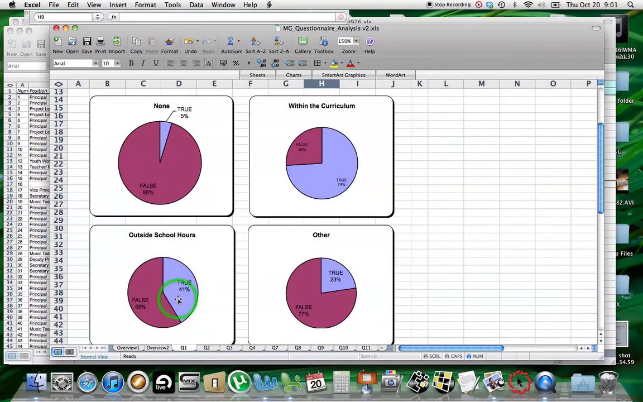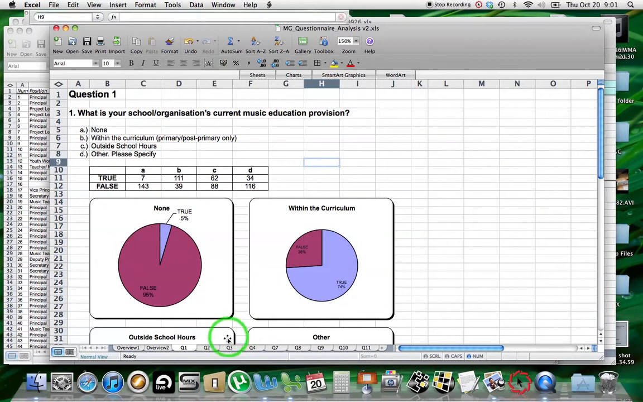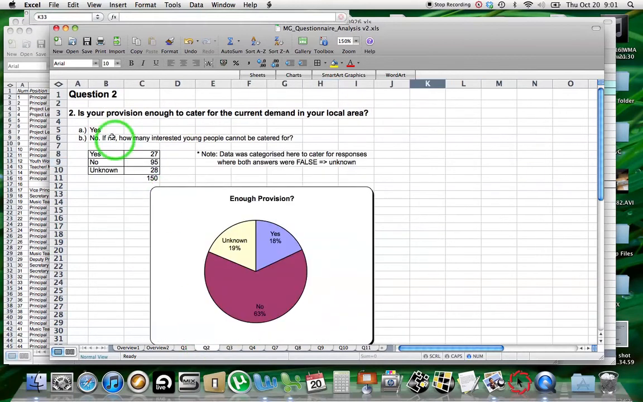Interestingly, we've got a big chunk of places that do music education outside of hours, so there would be an appetite for that. Perhaps there's a suggestion there. Okay, if we run on to the next question, which is: is your provision enough to cater for the current demand?